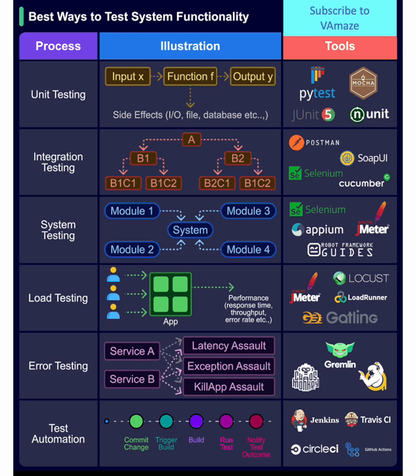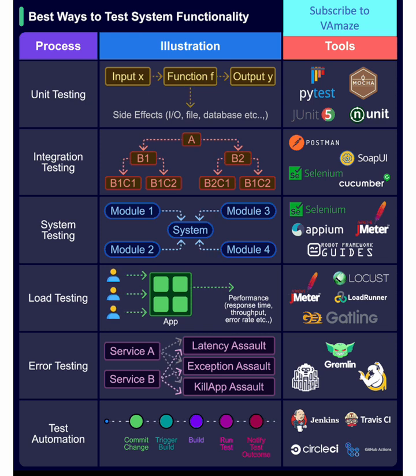Trigger build. Automated build process initiates. Build. System compiles and packages the application. Run test. Automated test suites execute. Notify outcome. Results communicated to the development team. Automation benefits. Speed. Tests run faster than manual execution. Consistency. Same tests run identically every time. Coverage. More comprehensive testing possible. Efficiency. Frees up human resources for exploratory testing.